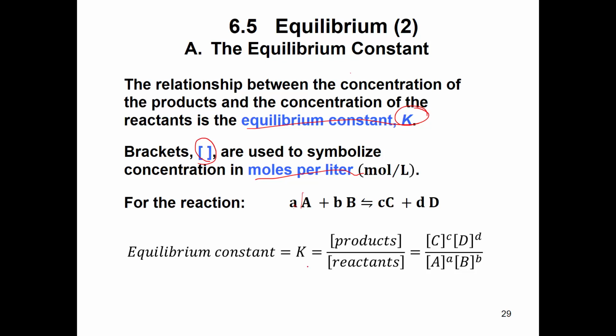I write the equilibrium constant K as the products. So this is the mole per liter, or molar concentration, of the products divided by the reactants. But I have to take into consideration how many I have. And so the coefficient in the reaction becomes an exponent when I put it into this little formula here.